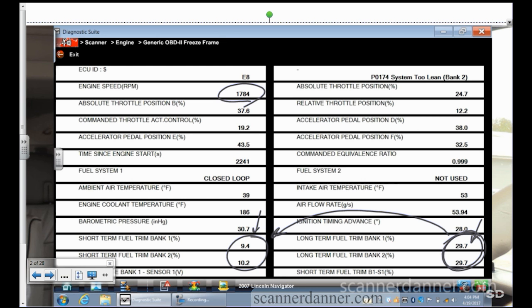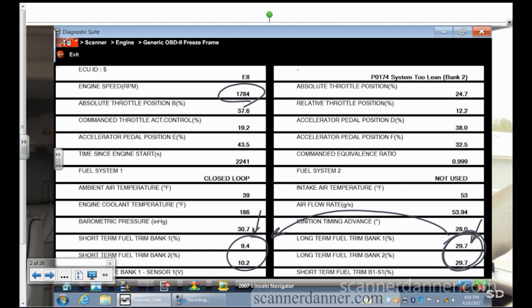And look at the short-term. It's adding on top of the long-term. So total trim on this vehicle is around 40% additional fuel on both banks. So that's only because of detonation. Yeah, detonation, pre-ignition from running lean, correct, low power conditions. You'd think all of that should be here as far as this freeze frame data goes.